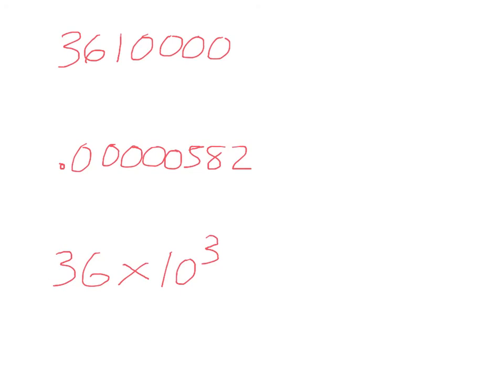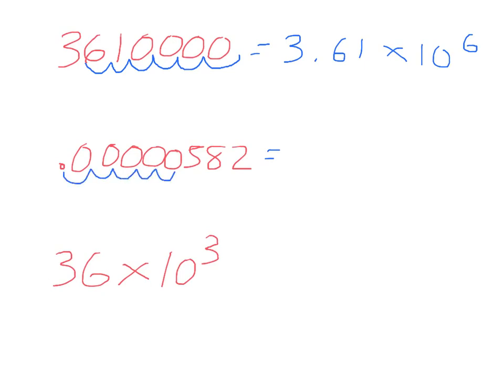Okay, so the first one's pretty simple. We go 1, 2, 3, 4, 5, 6, and we get 3.61 times 10 to the 6th. This one we would have gone 1, 2, 3, 4, 5, 6, and we would have gotten 5.82 times 10 to the negative 6th. Now you're probably looking at this last one going, but Mr. Cass, it's already in scientific notation.